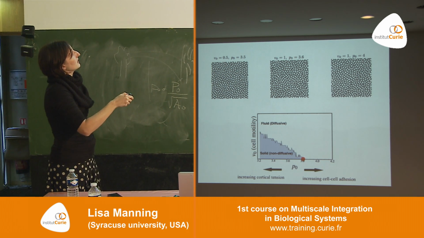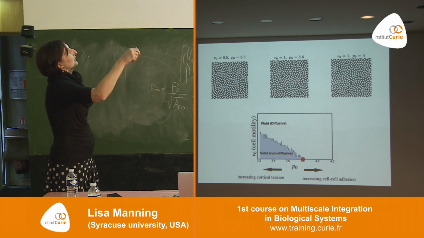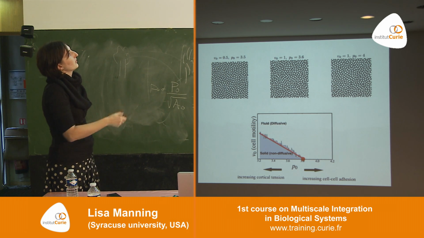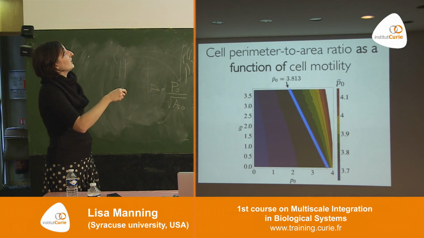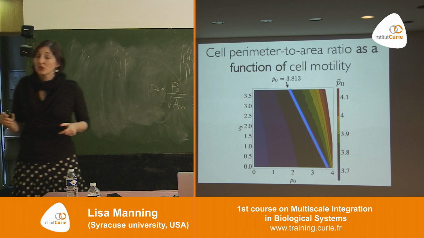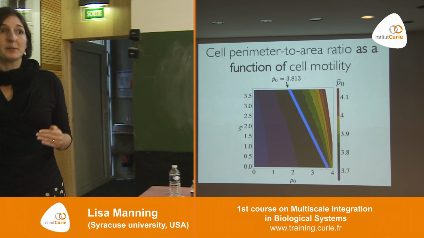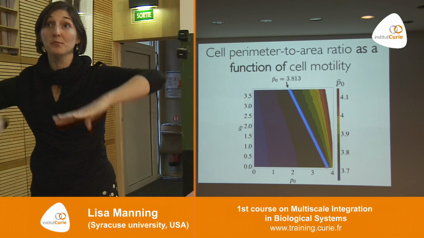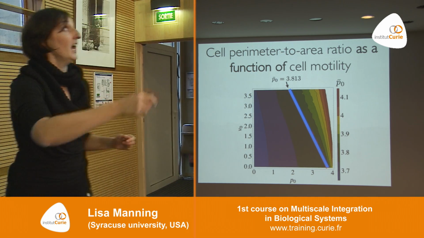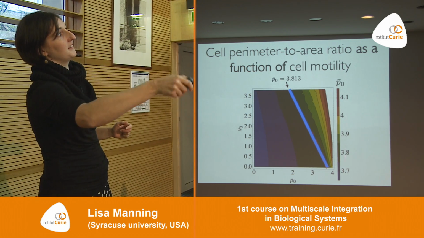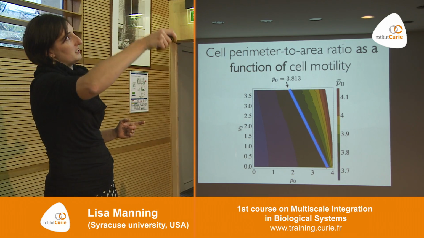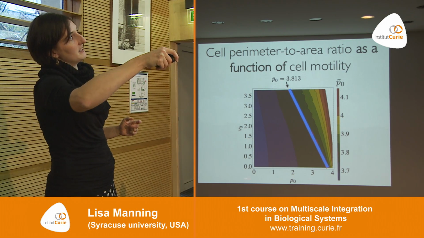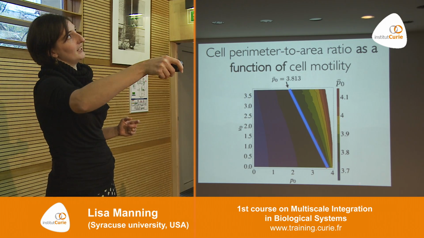Okay, so now we can say, this was a simulation. What else can we do? We can draw a line like this, which is the line between the solid and the fluid. And now we're going to look at that observable, P0 bar, which again is the thing that you measure in an experiment, and that's what this color scale is. Now it's a function of the same two parameters. So this is cell motility, and this is the cell's perimeter to area ratio.